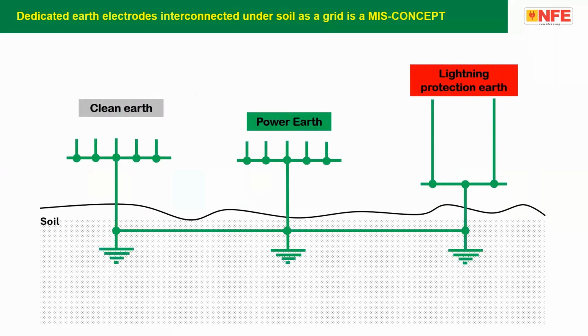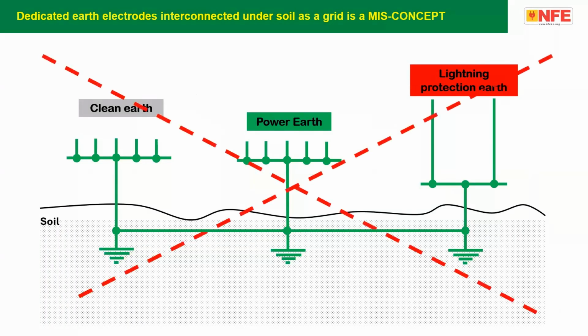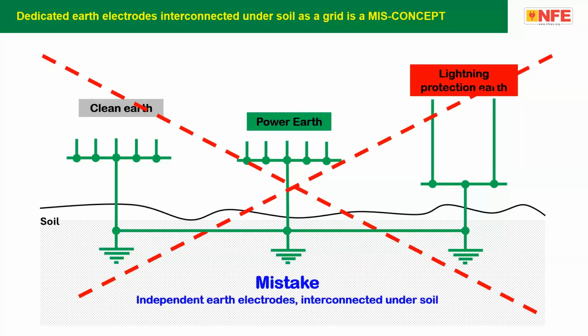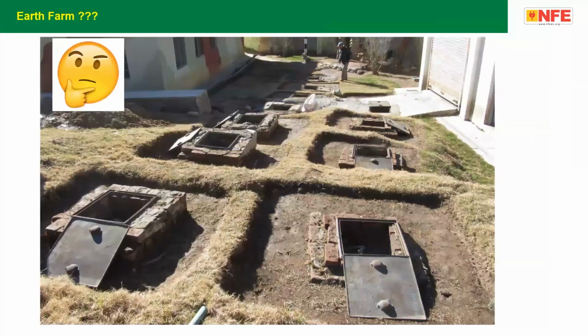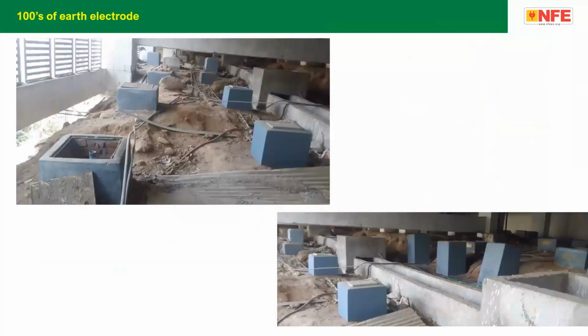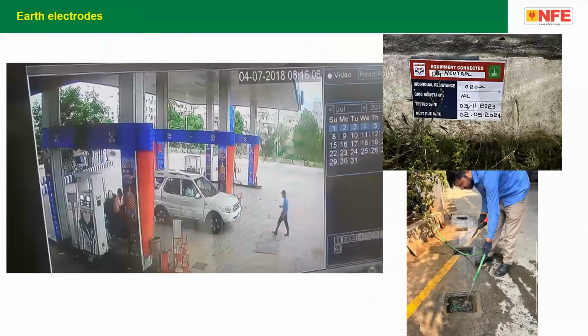The third mistake: sometimes people are very proud that they interconnected everything under the soil as a grid. This is also wrong. Earthing is not about putting in too many earth pits or earth electrodes and connecting everything to the earth electrode. As a result, you can see buildings with an earth farm all around the building, earth pit, earth pit, earth pit everywhere. And finally, there is the practice of putting water into the earth electrode, and so on.